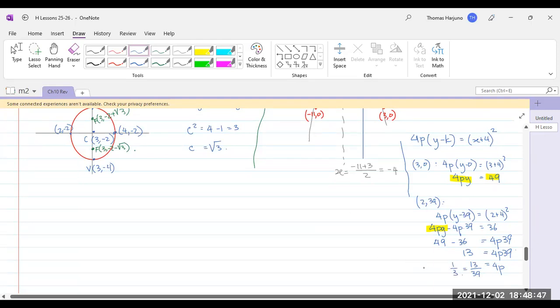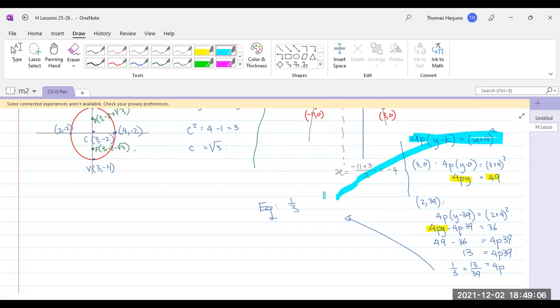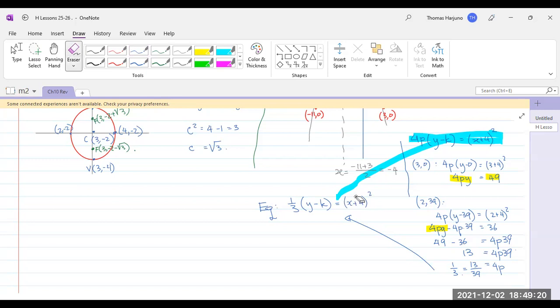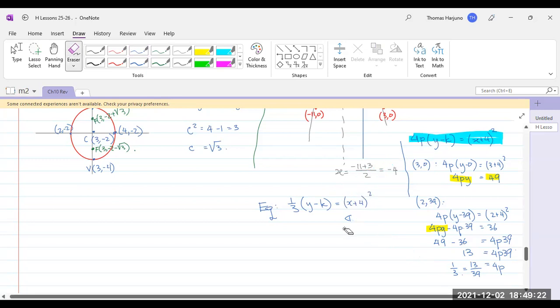Now we don't need to find the p, right? We just need the equation. So the equation is given by, with 4p equal to 1/3, compared to this: 4p times (y minus k) equals (x + 4) squared. I still need to find the k though. How should we do that?